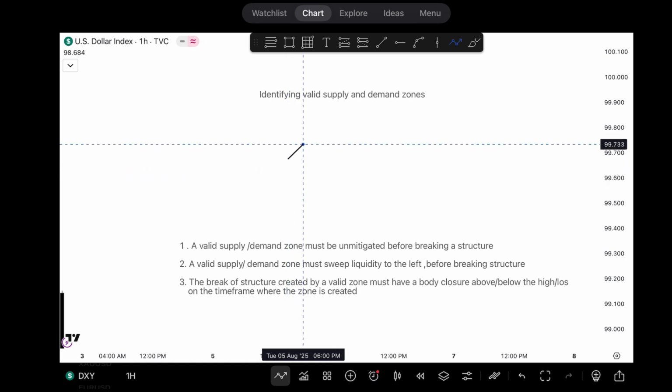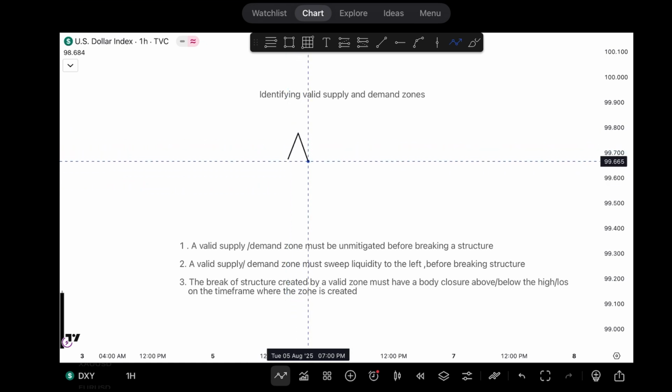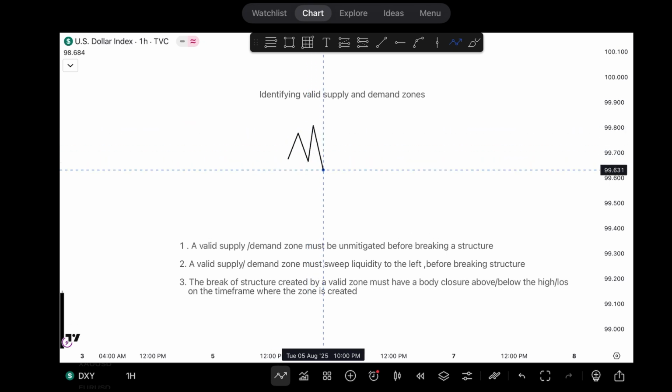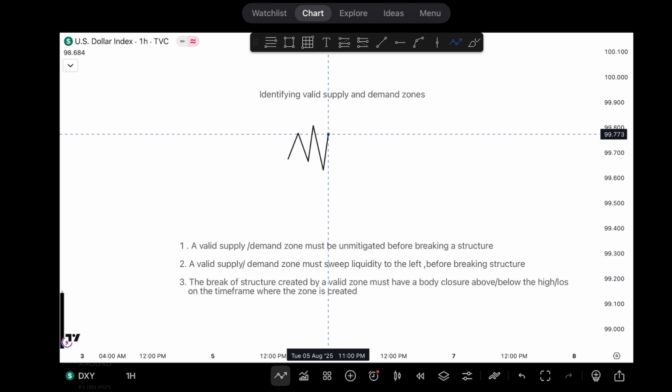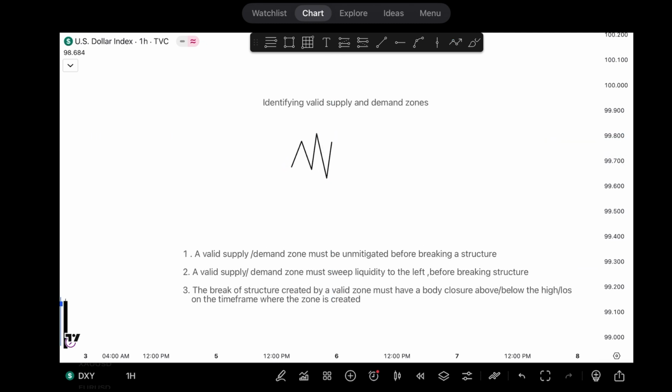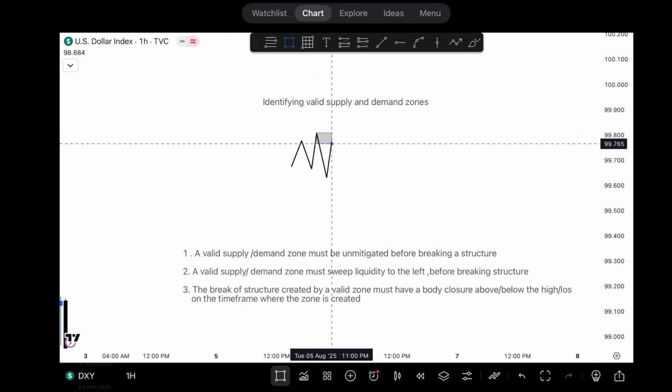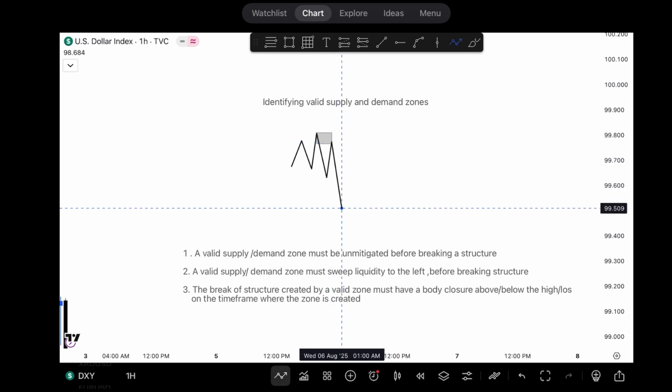Okay, let's assume price is making higher highs and higher lows. Higher highs, higher lows. Then automatically price gets here. This particular area right here, you can identify that place as our supply zone. And what will happen next? Price sharply reverses and sells.